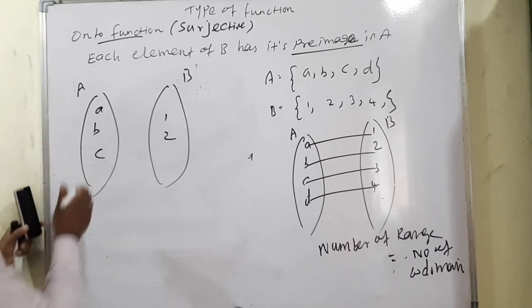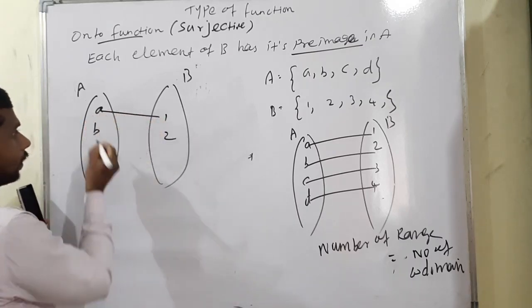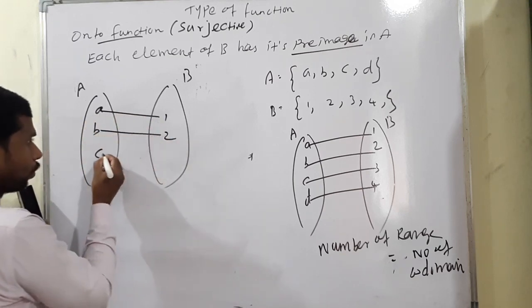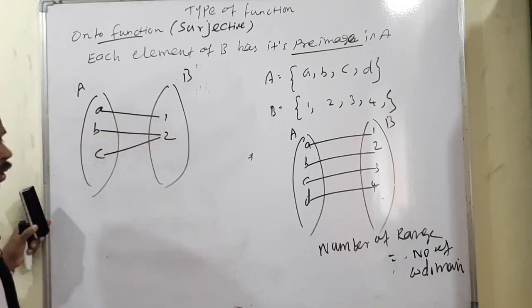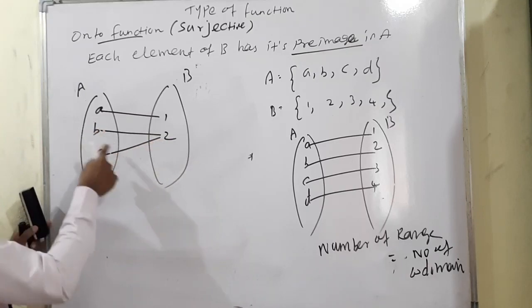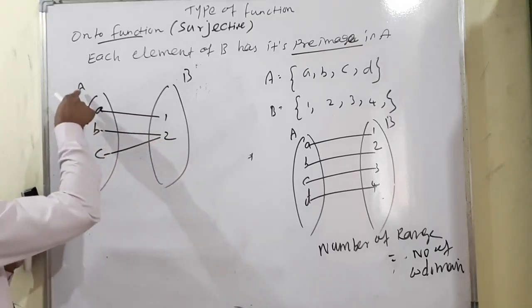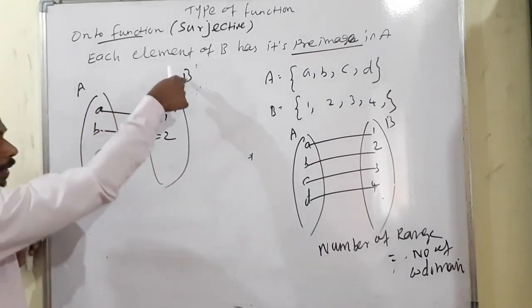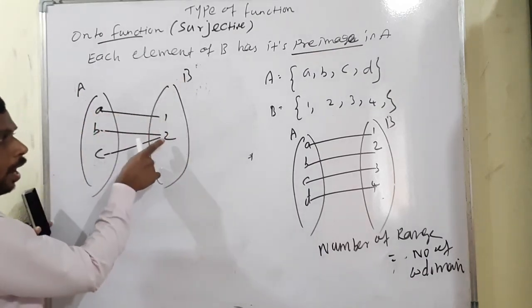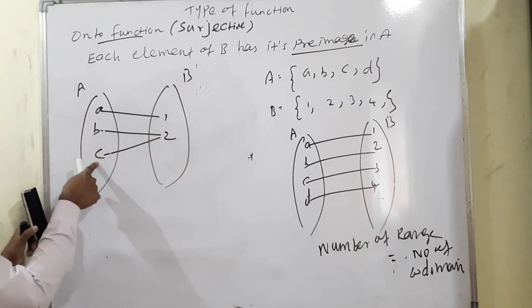Therefore, mapping A to 1, at the same time B mapping to 2, and C also mapping to 2. Possible, no? So 2 children having 1 parent is possible. That's why this is an example. The domain is considered the child, the codomain is considered the parent, meaning 1 parent is possible to have 2 children.